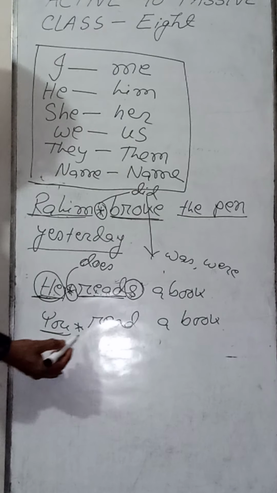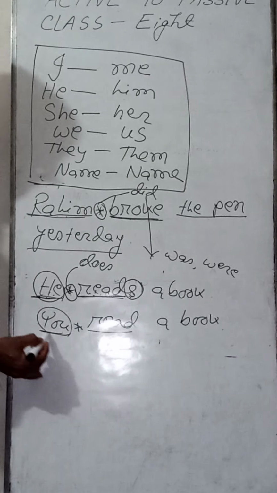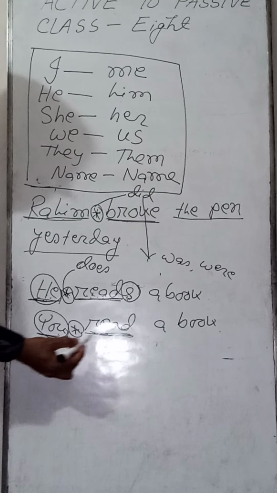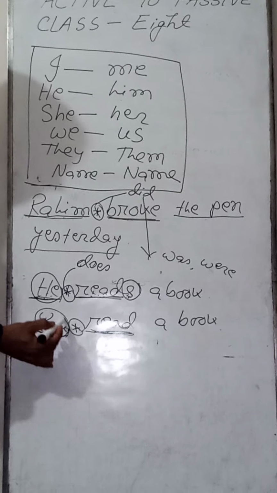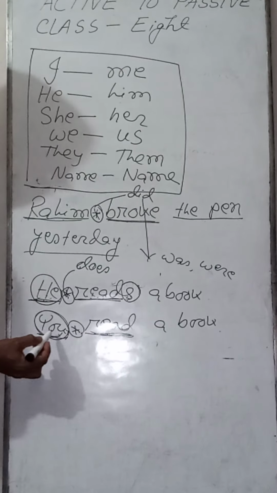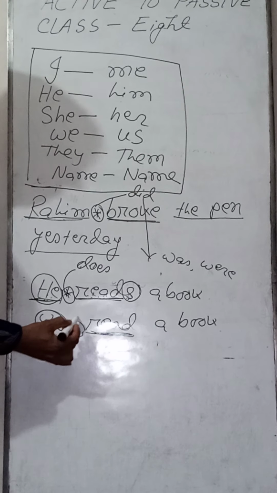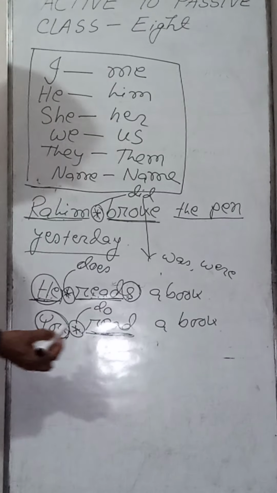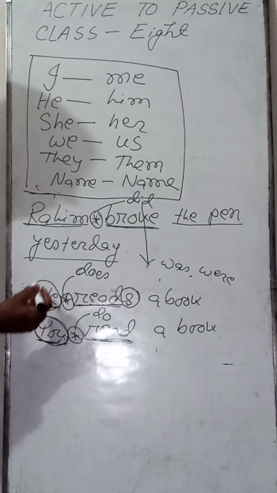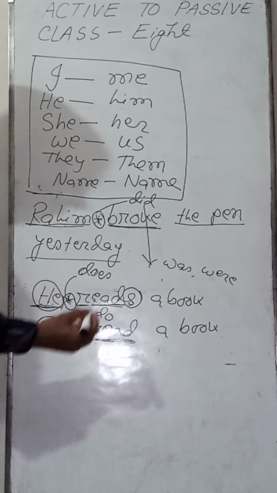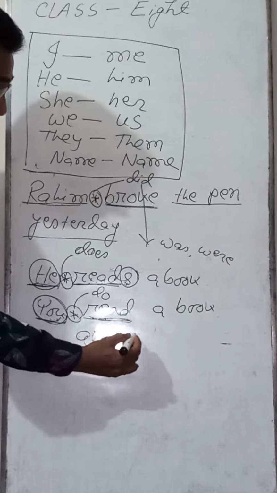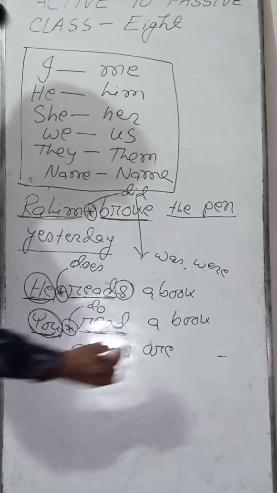You see, "you read": "you" is the subject and "read" is the main verb. Here "read" is present tense, and if you find the main verb in present tense after the subject, the auxiliary verb will be do. In the case of do and does, if you want to change this sentence to passive voice, the auxiliary verb will be am, is, or are.